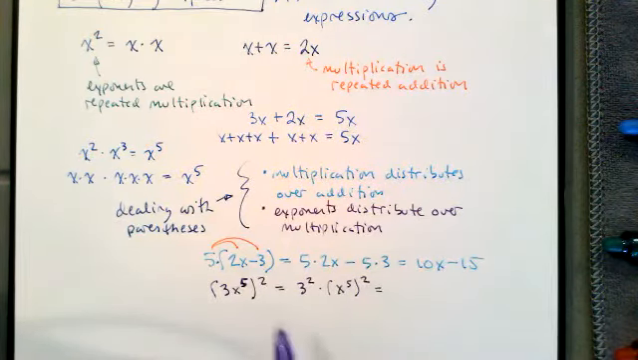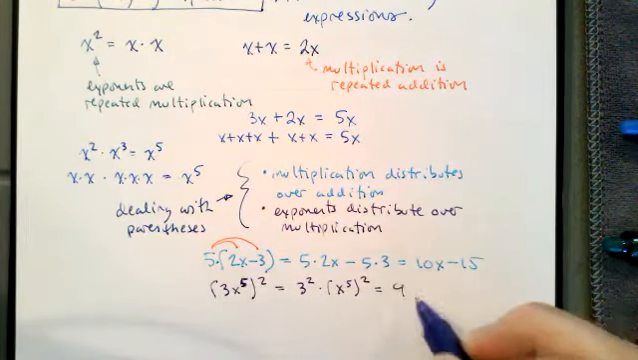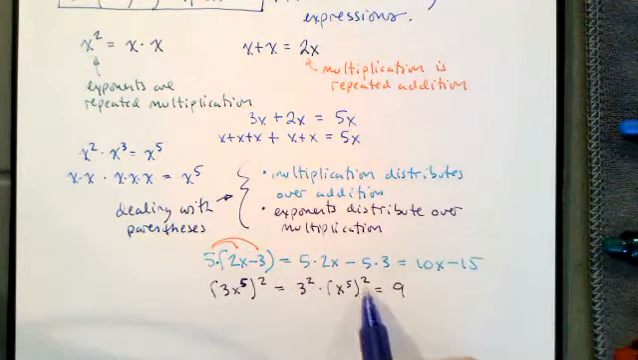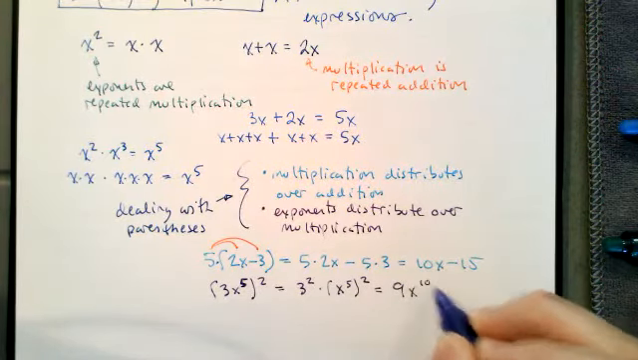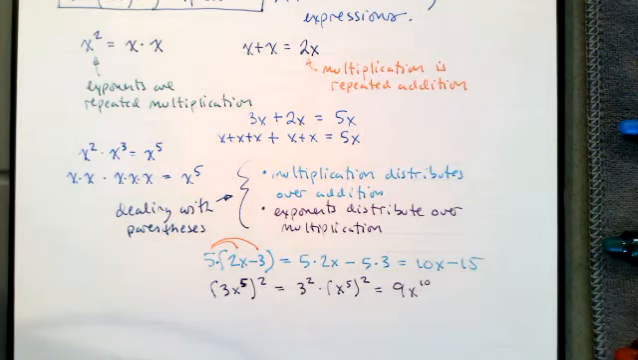So we have different things going on for how we deal with the exponents and how we deal with the coefficients. 3 squared is equal to 9. And x to the 5th squared is x to the 10th. Now, this does not come from some rule where we multiply things, multiply the exponents.